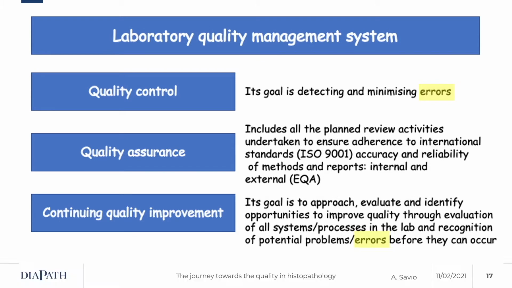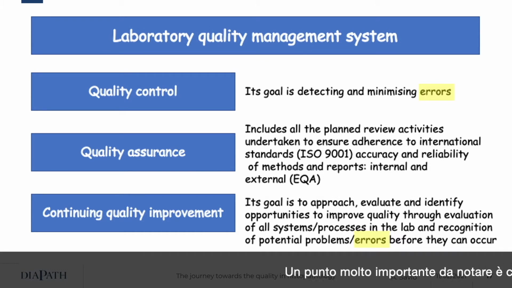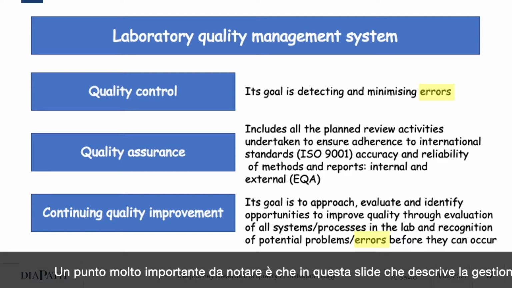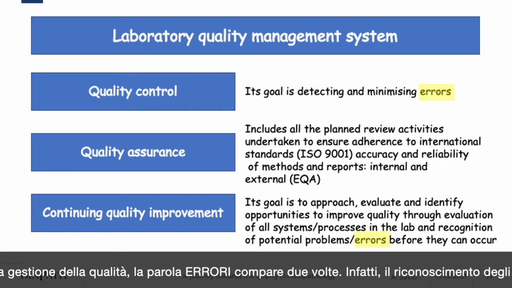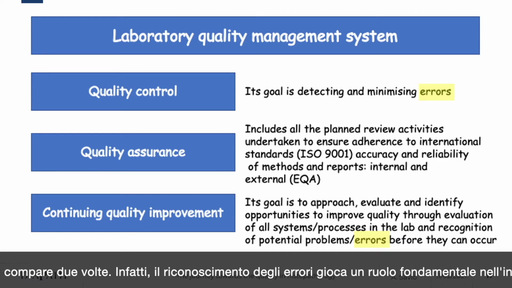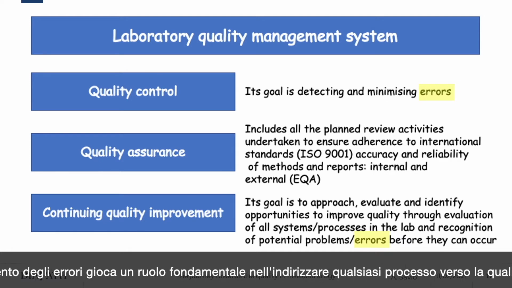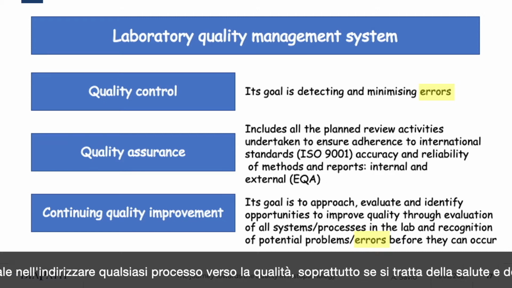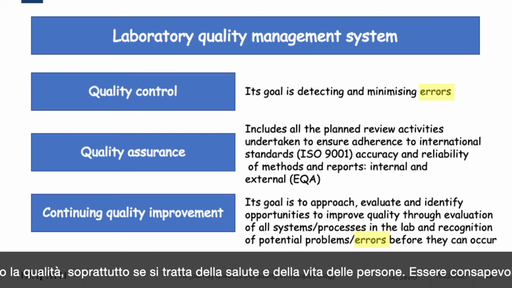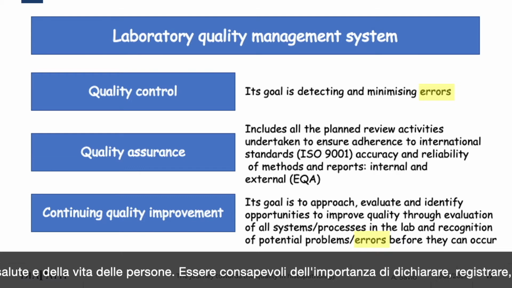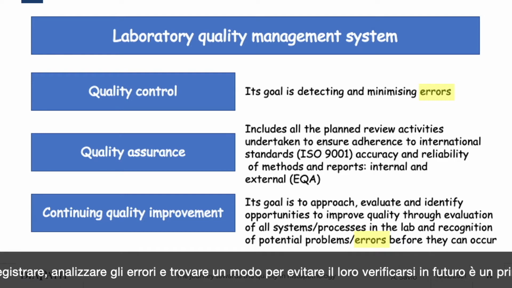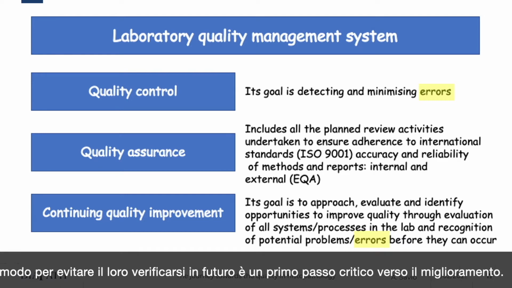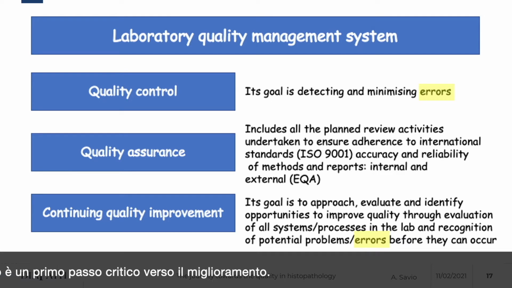A very important point to be noticed is that in this slide describing the quality management, the word errors appears twice. In fact, the recognition of error plays a key role in addressing any process towards quality, especially if you are dealing with the health and life of people. Being aware of the importance of declaring, registering, analyzing errors and finding a way to avoid their occurrence in the future is a critical first step to improvement.